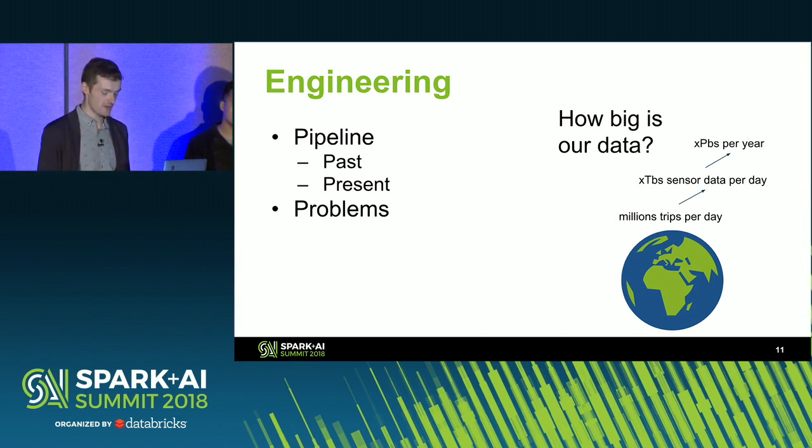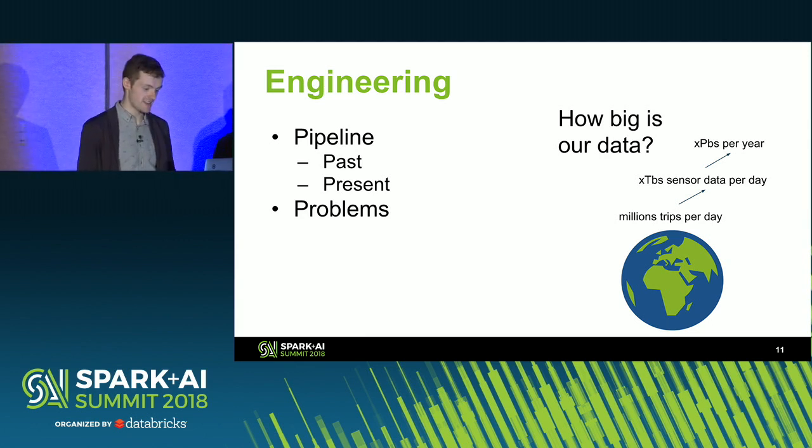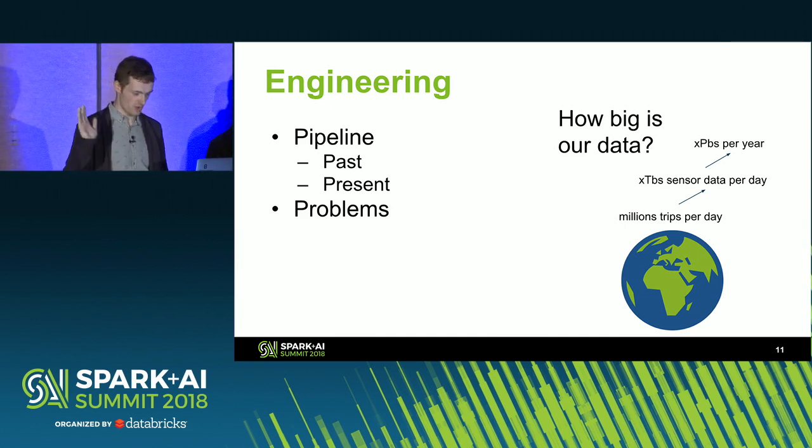But a quick thing before we jump in is just understanding how big our data is. Uber does millions of trips per day. We collect terabytes of sensor data per day. And over a year, that's petabytes. So it's a lot of data. And we have other critical things as well. In some cases, we need to quickly be able to calculate certain inferences if we want to build products in the real world. So there are a lot of requirements here, which require some cool engineering.